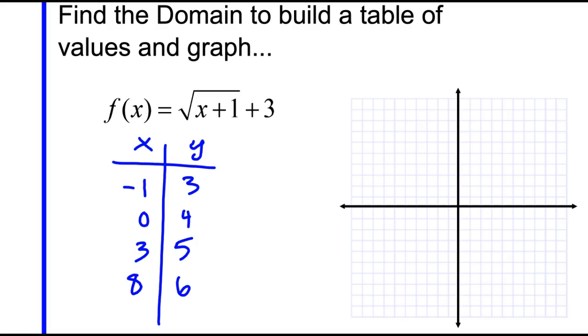Question? Go ahead. No? Okay. So then -1, 3 is my smallest value. Then 0, 4, 3, 5, and 8, 6.